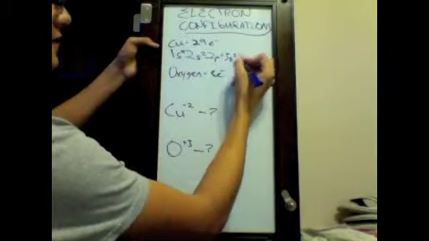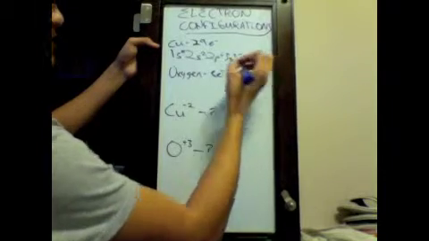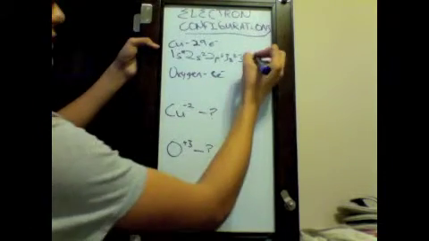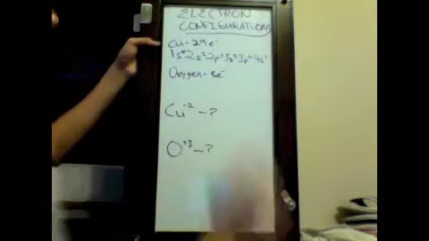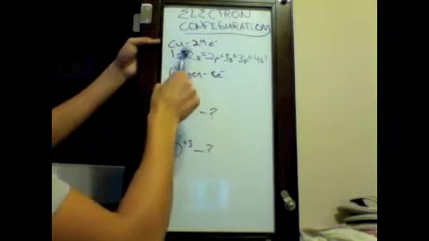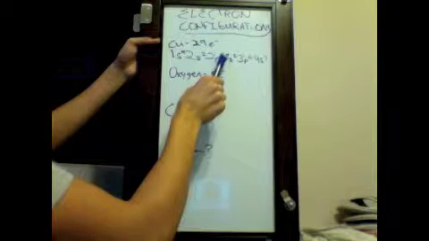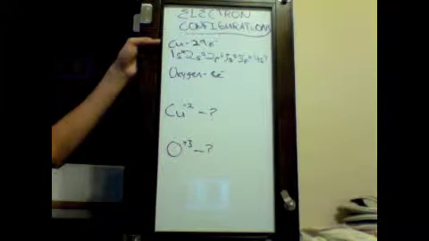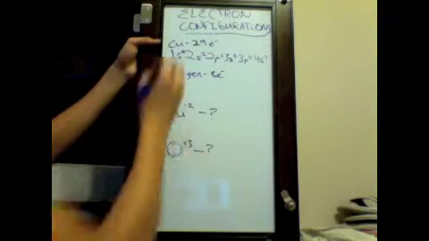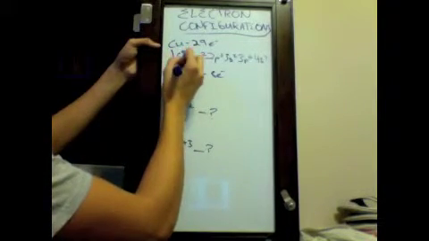Next is 3p6. And then we go 4s2. Let's count how many we have so far. 2, 4, 10, 12, 18, 20. So we need 9 more. So as you know, the last one that we need is 3d.